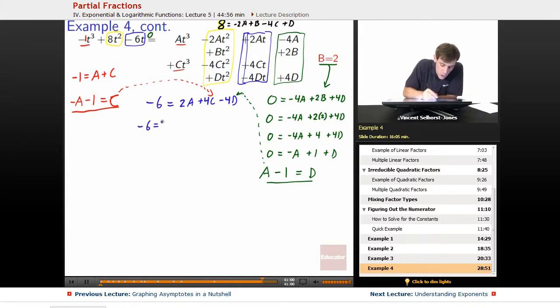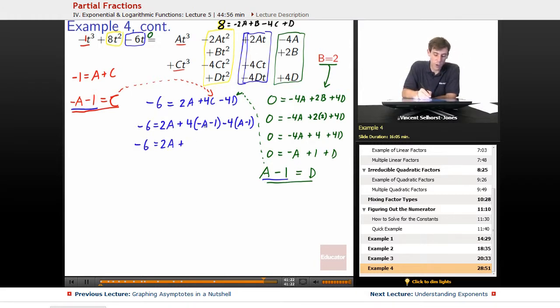Negative 6 equals 2 times a. That guy actually sticks around because he was just a from the beginning. 4, what did we figure out c was? C is the same thing as negative a minus 1. Negative a minus 1 minus 4 times, what do we figure out d is? Same thing as a minus 1. Simplify that out. Negative 6 equals 2a plus 4 times negative a, so we'll make that minus 4a minus 4, negative 4a minus 4a, and negative 4 times negative 1 becomes plus 4.